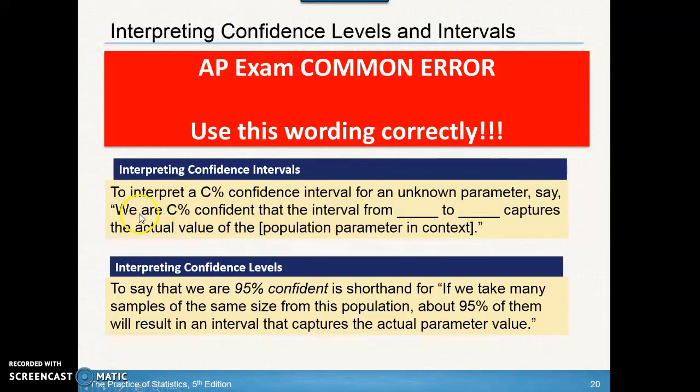Make sure you put it in context. So we're 95% confident that the interval from 2.0 to 2.2 captures the true mean amount of the population of students that go to the movies, okay, how often they go in a month. So you're putting it in context. We're basically saying we've created a confidence interval with a number of standard deviations away from our point estimate, and we're saying that we're 95% confident, or 80%, or whatever, that the interval we've created captures the mean.